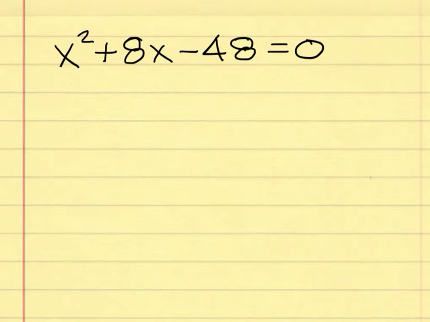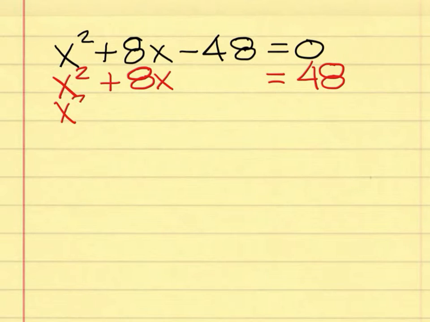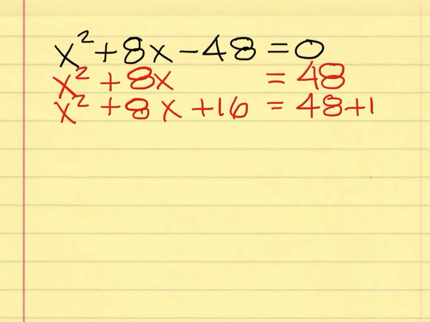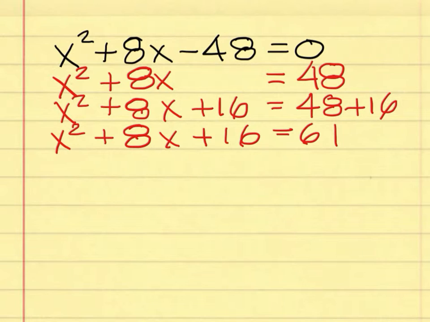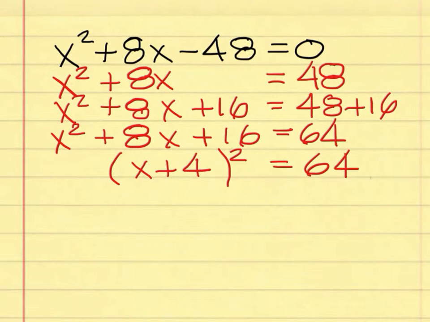On this practice problem, to solve by completing the square, you would do x squared plus 8x equals 48. Half of 8 is 4. If you square that, you get 16, which you must also add to the right side. So x squared plus 8x plus 16 will equal 64. The expression on the left is equivalent to x plus 4, the quantity squared. And on the right, we still have 64.